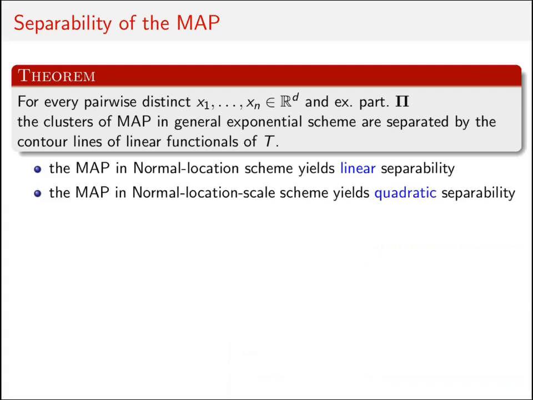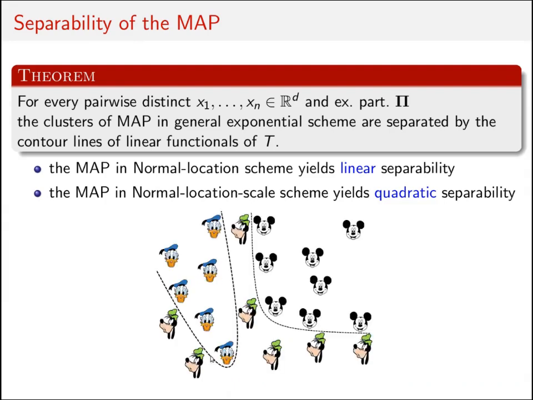And this is referring to one of the questions. Indeed, when we allow the covariance to be different for every cluster and it is sampled from the V-sharp distribution, then the separability is quadratic, in the sense that every two clusters are separated by a surface of order 2.